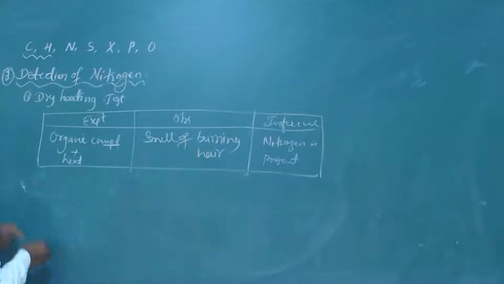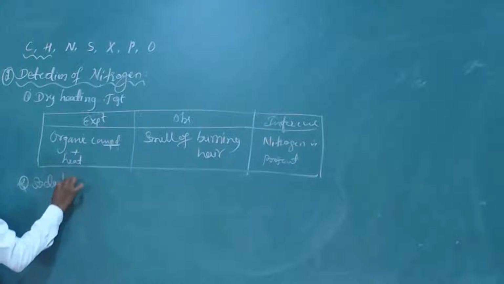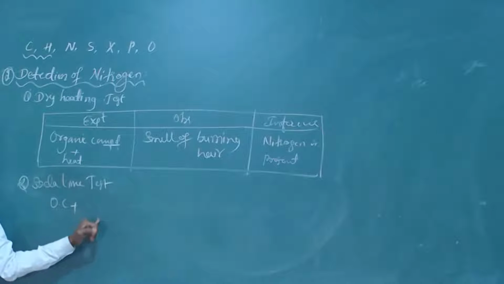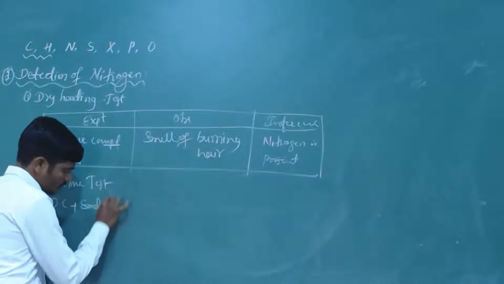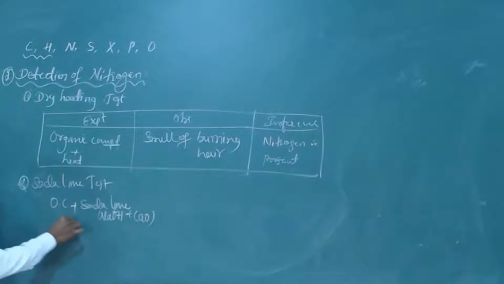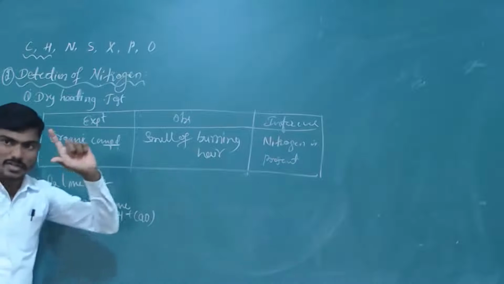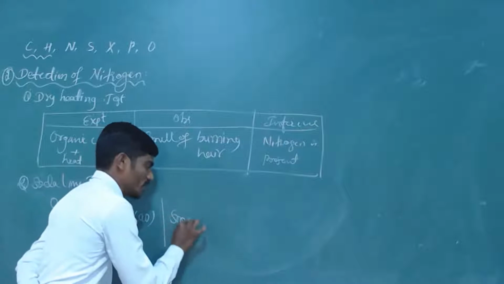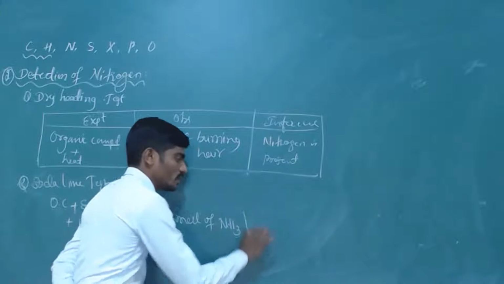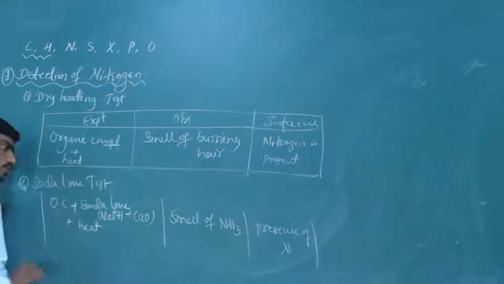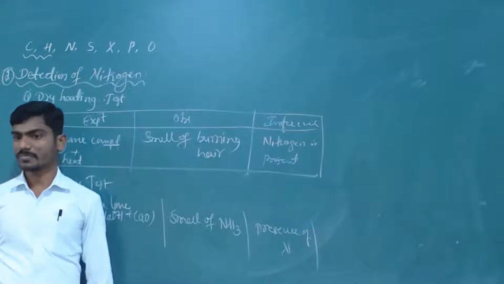Now the second one is the soda lime test. Here the presence of nitrogen is further confirmed by mixing the organic compound with soda lime. What is the composition of soda lime? Soda lime is NaOH plus CaO, plus heat. In a test tube, organic compound plus soda lime and then heat. If it gives the smell of ammonia, this indicates the presence of nitrogen. This is the experiment, observation, and inference. This is the second test.